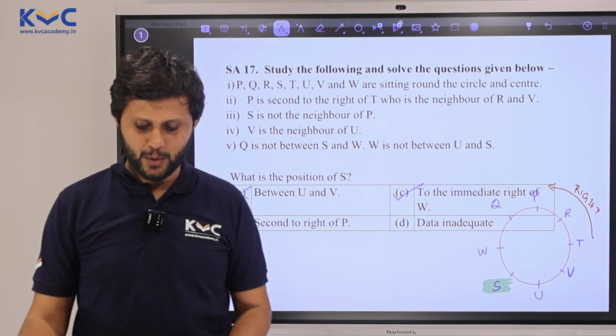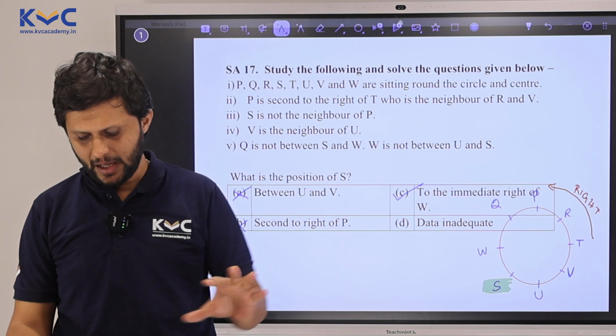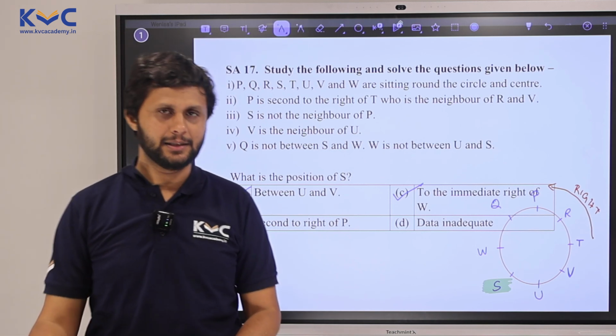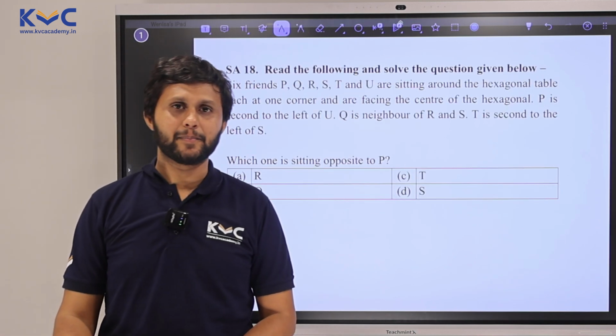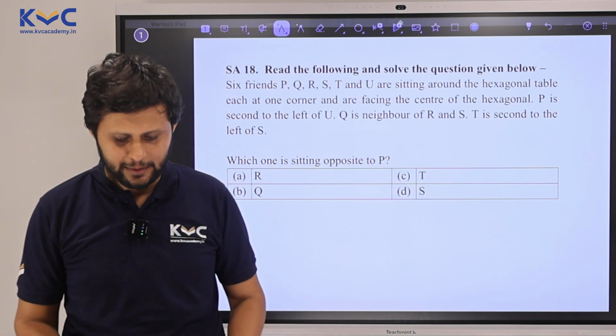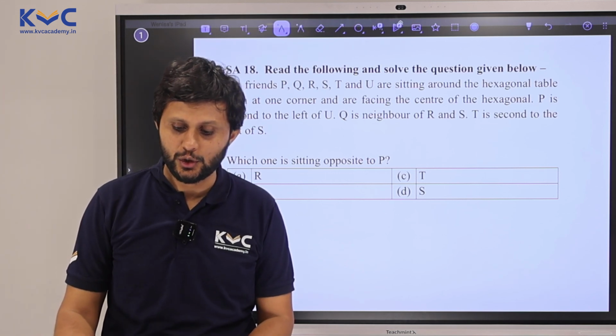So 17th one, option C is the right answer. For the last four questions, we had common data. I hope the seating arrangement was clear. We'll move on to the next question now. Question number 18. This time we have 6 people, friends again, P, Q, R, S, T, U.